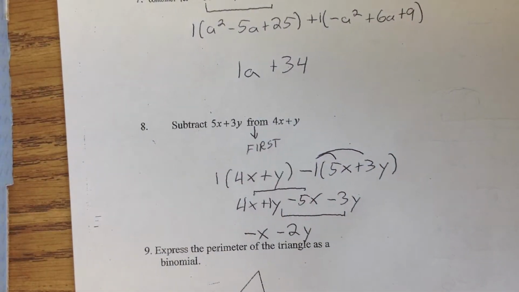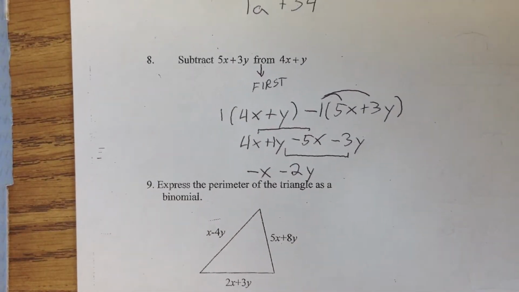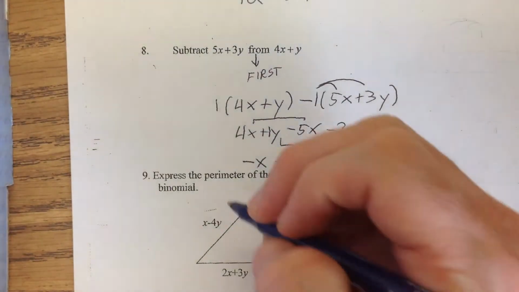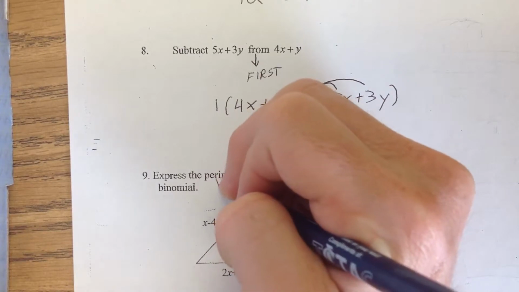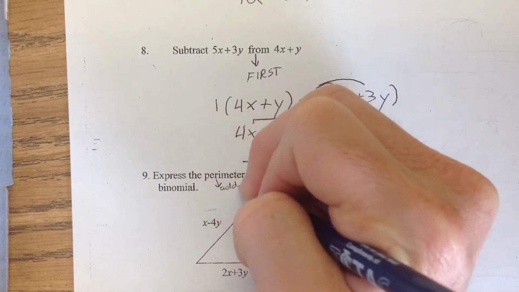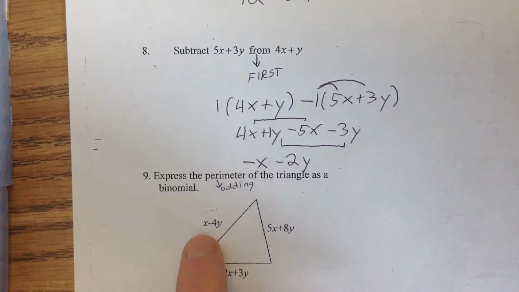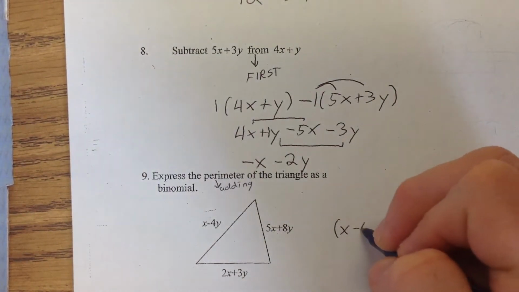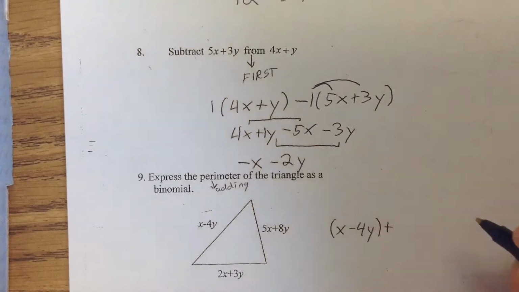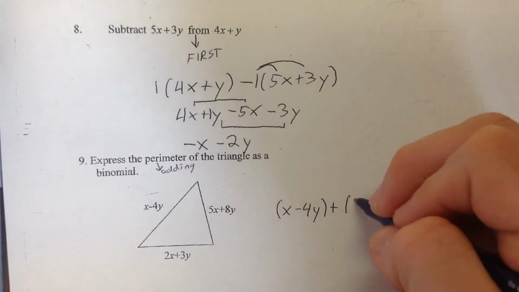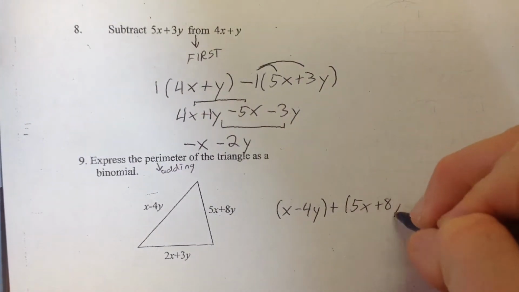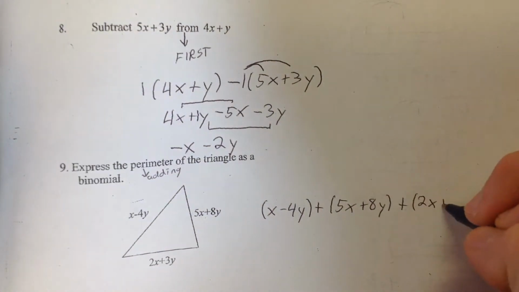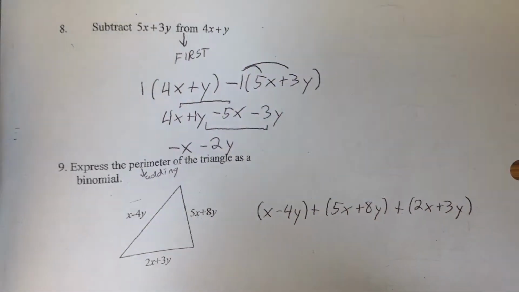Okay. All right, number 9, express the perimeter of a triangle as a binomial. So remember, with perimeter, you are just adding all the sides. So what they're asking us to do is take these three things and add them together. So it's x minus 4y plus 5x plus 8y plus 2x plus 3y. All right.